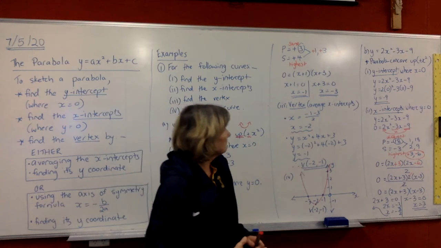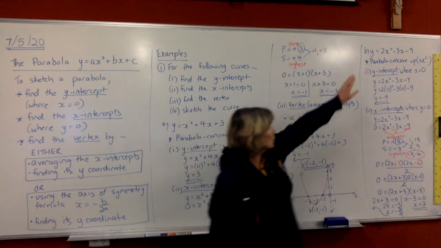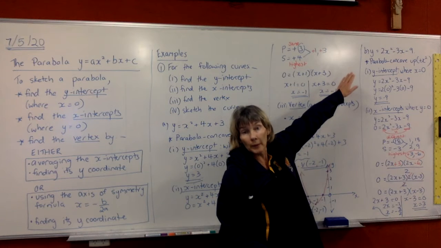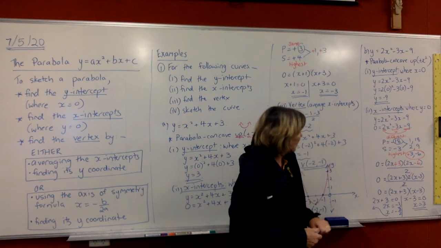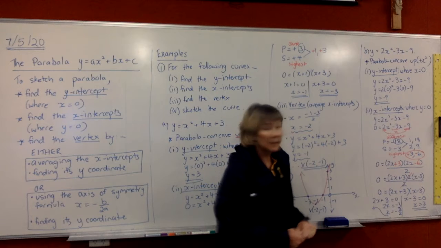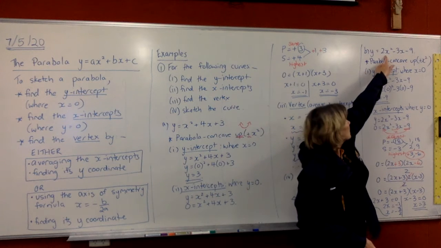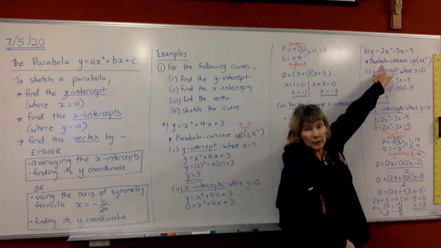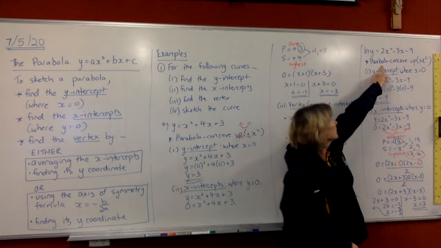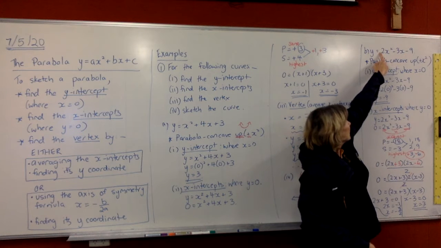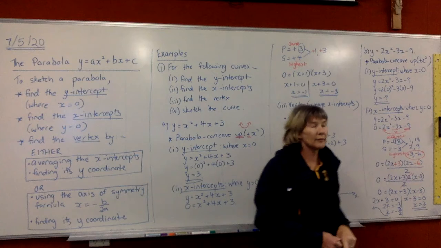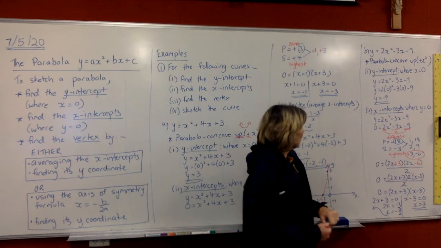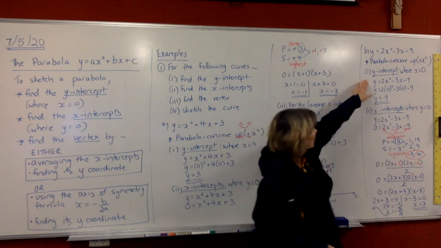Okay, now in B, this is the equation of what we're sketching, y equals 2x squared minus 3x minus 9. Again, if we look at the x squared, we know we're going to get a parabola because that's the highest power of x in it. We've got a positive x squared, so it's going to be concave up. Alright, so we have a y-intercept to find first.